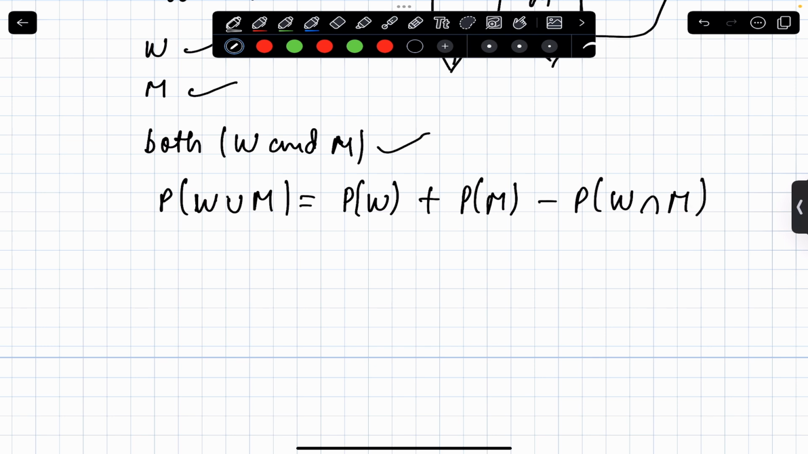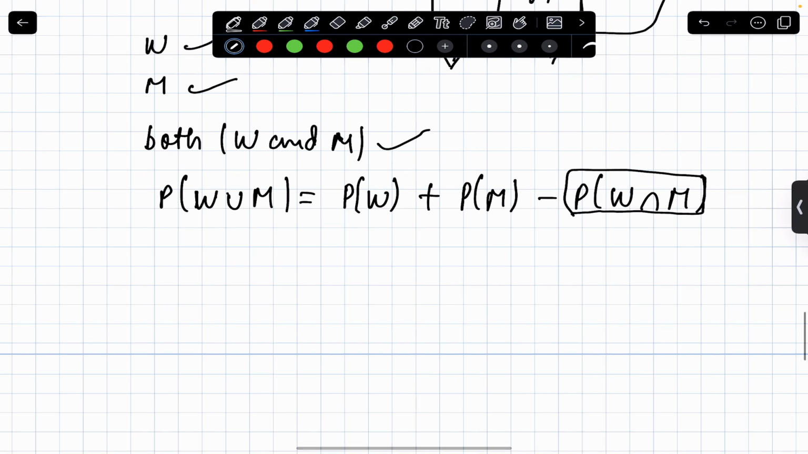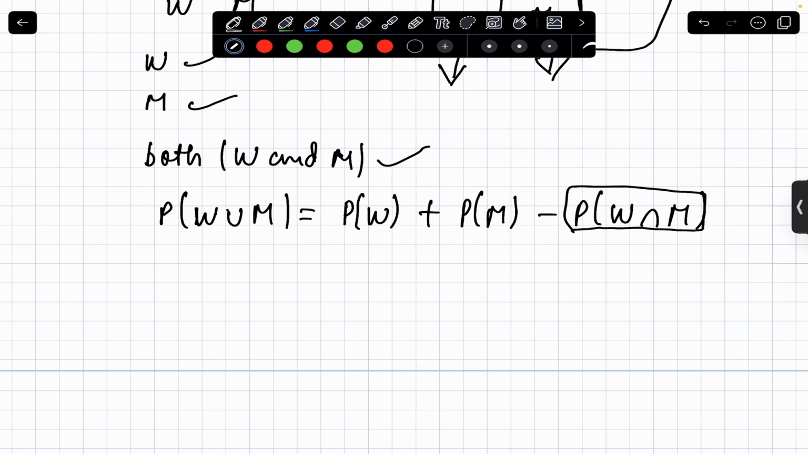Why? Because we have taken the counting twice. See, we are taking the actual union of it, so there could be more duplicates of that and this.